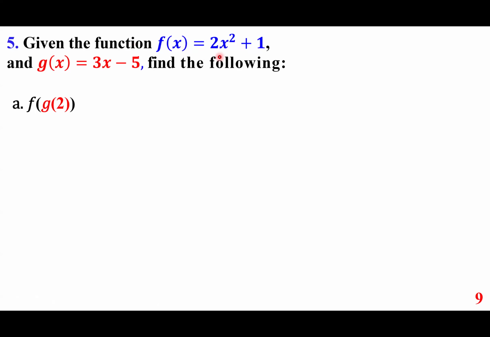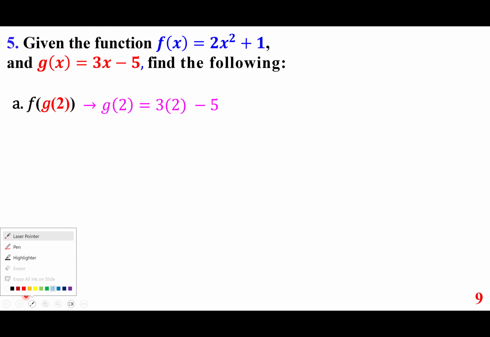Given the function f of x equals 2x squared plus 1, and g of x is 3x minus 5, we want to find f of g of 2. So first we are going to find g of 2. So never mind f of g of 2, we're going to find the inner function g of 2. So in this case, we're going to replace x with 2. So we get 3 times 2, 6 minus 5 is 1. So now f of g of 2 means f of 1, everybody.